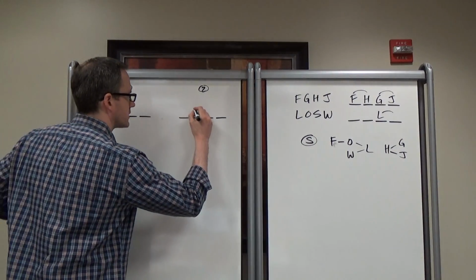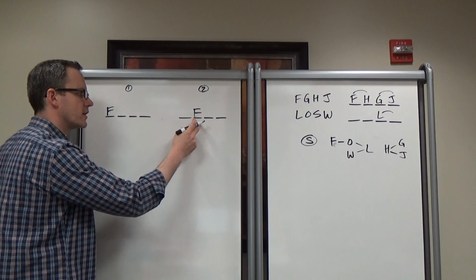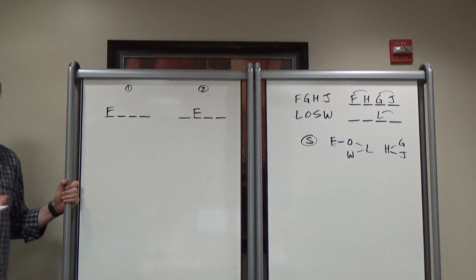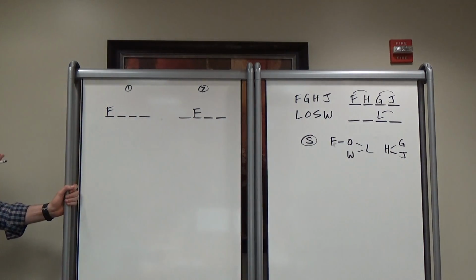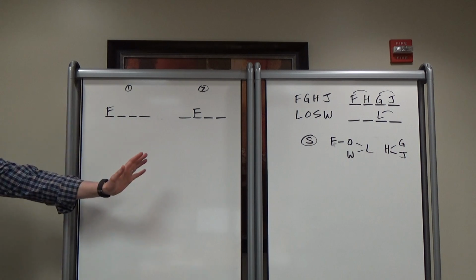So you say, okay, look, these are my 2 core assumptions. Assumption 1 is that F is first. My other assumption is that F is second, because those are the only 2 possibilities. Now, which one of these is easier to fill out? I think the second one, right? It's going to force O and L into some slots.